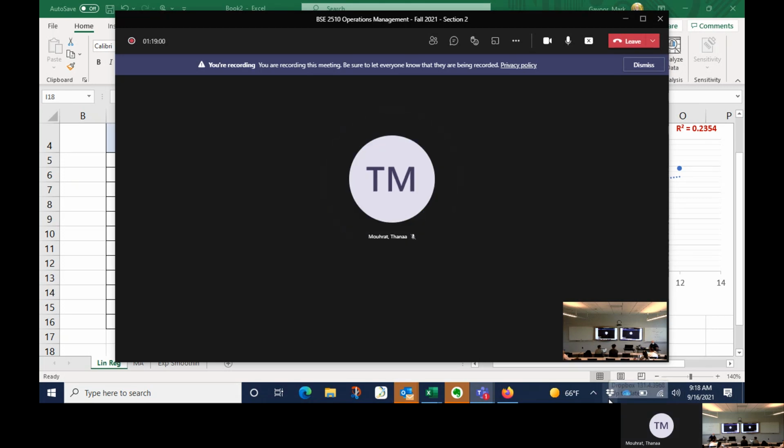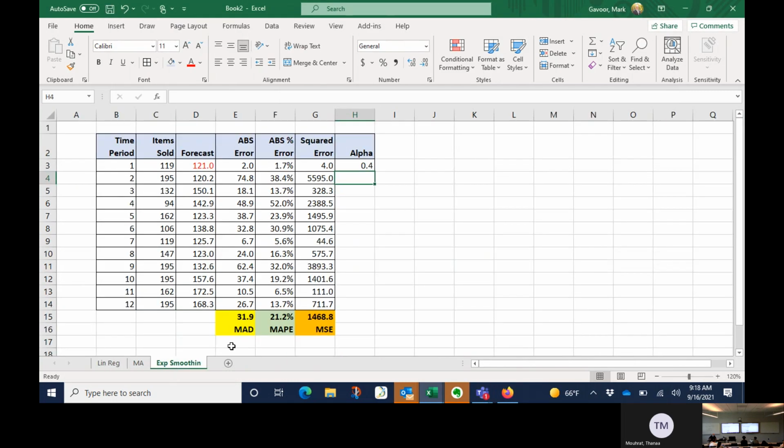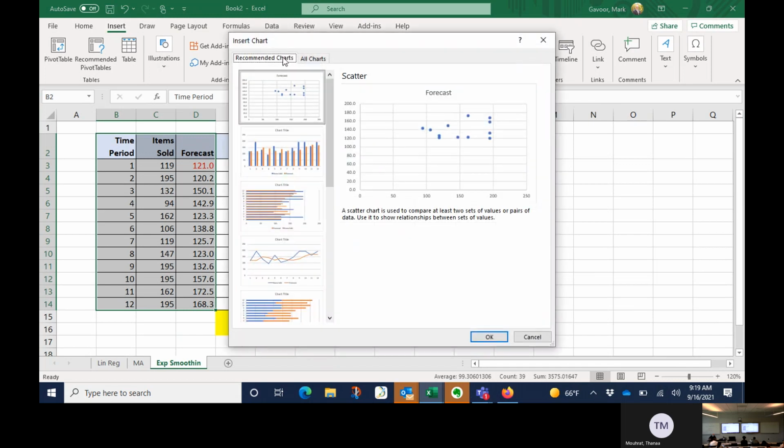Okay. All right. Oh, and I didn't do one thing on this one. I didn't make a graph on exponential smoothing. The graph on exponential smoothing is actually interesting. If we go here and I graph this, and I say insert recommended chart, and I really want to do the line chart again.